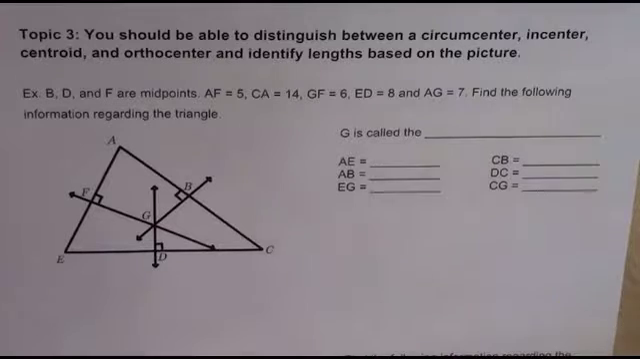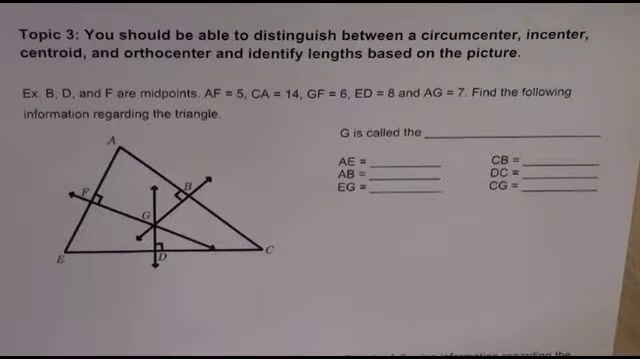Geometry 1, Chapter 6 Test, Topic 3. You should be able to distinguish between a circumcenter, incenter, centroid, and orthocenter, and identify lengths based on the picture. So the first example: B, D, and F are midpoints. AF equals 5, CA equals 14, GF equals 6, ED equals 8, AG equals 7. Find the following information regarding the triangle.